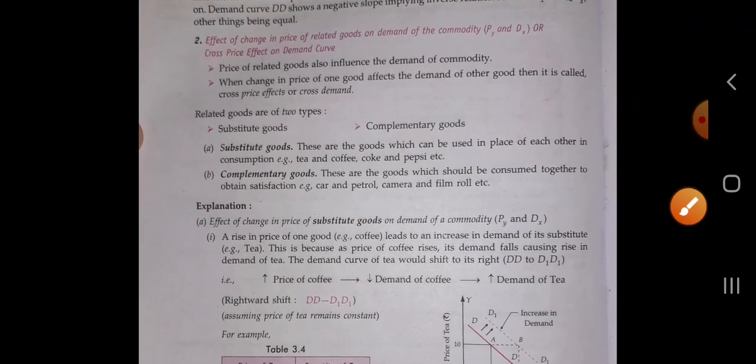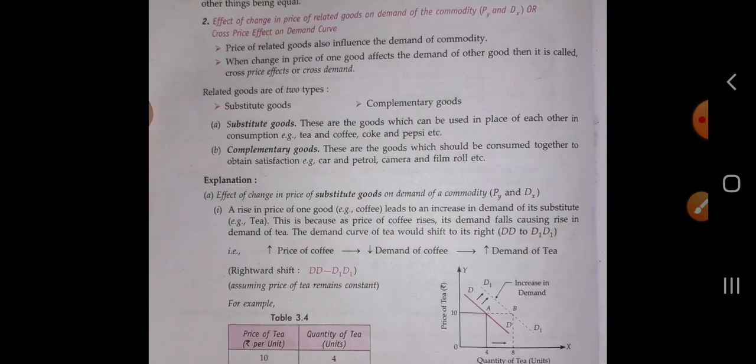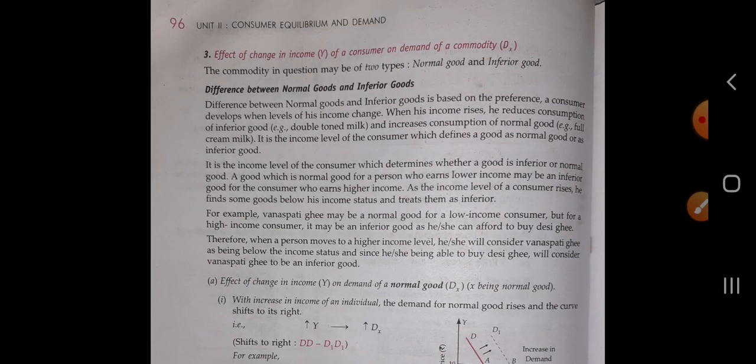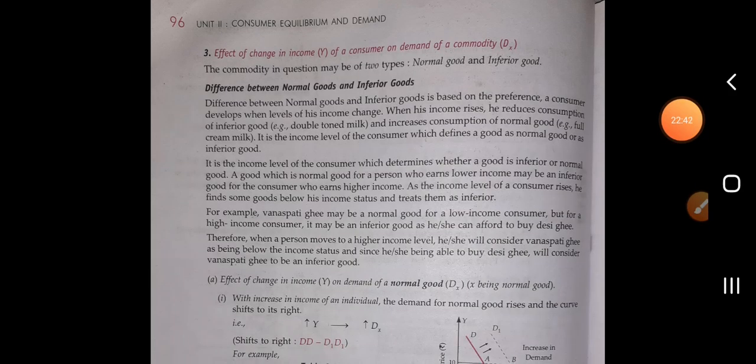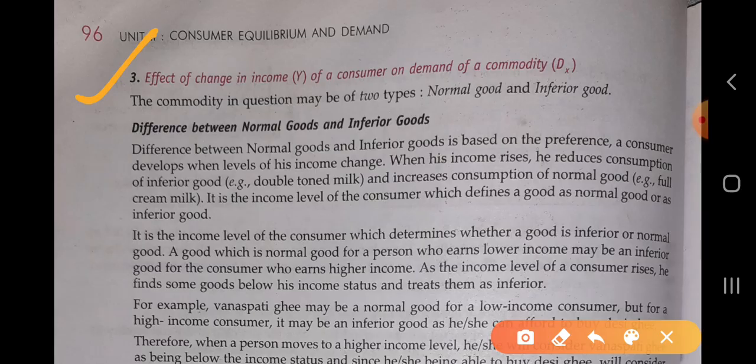Okay, now next is effect of change in income of a consumer on demand of a commodity. Next related factor is income of the consumer. Okay, it is the third factor determining the demand. First we have taken the price of the commodity, second we have taken the price of the related good, third is income of the consumer.